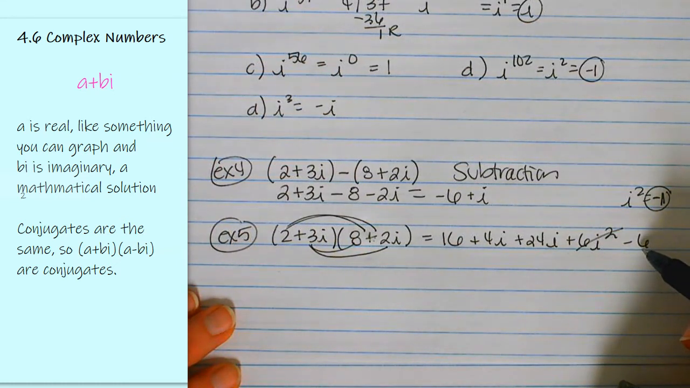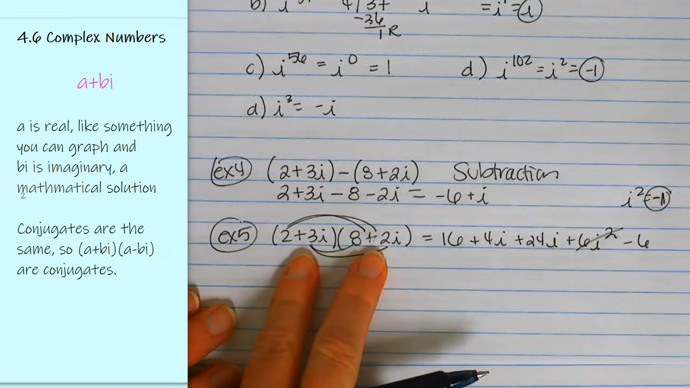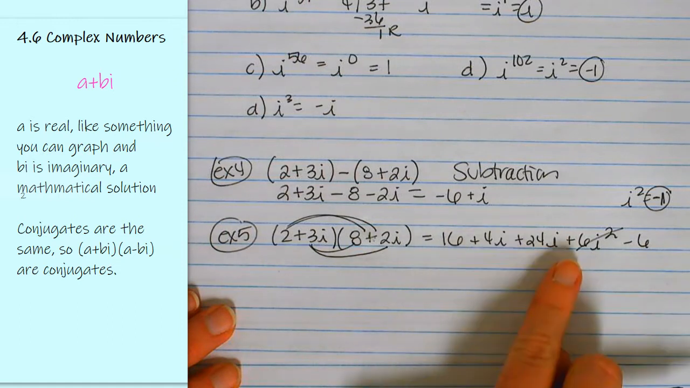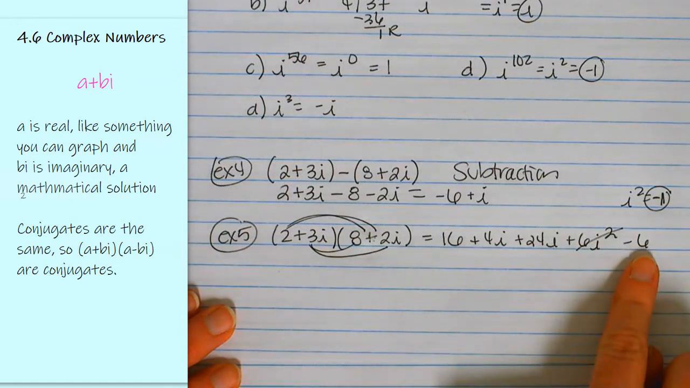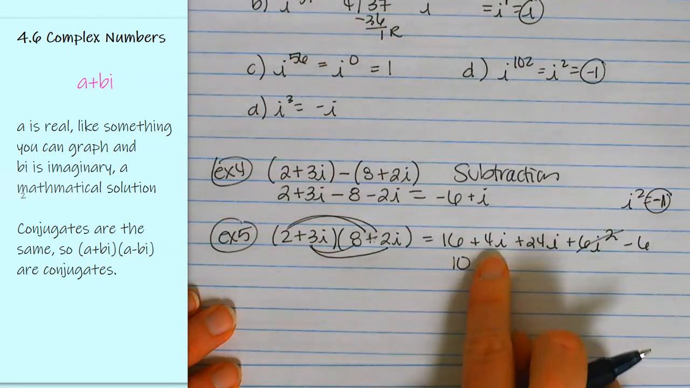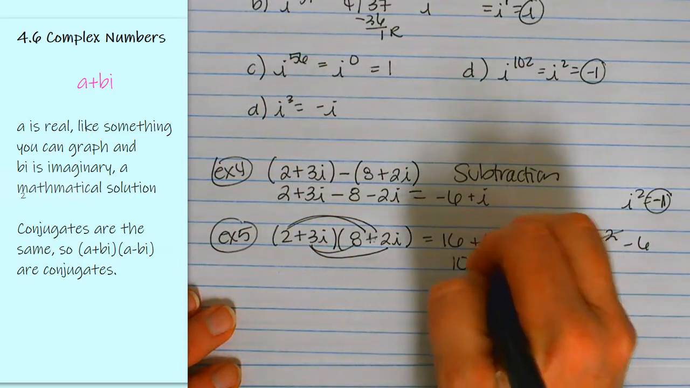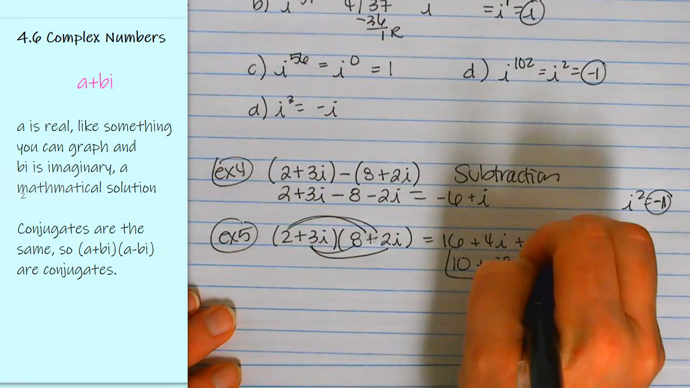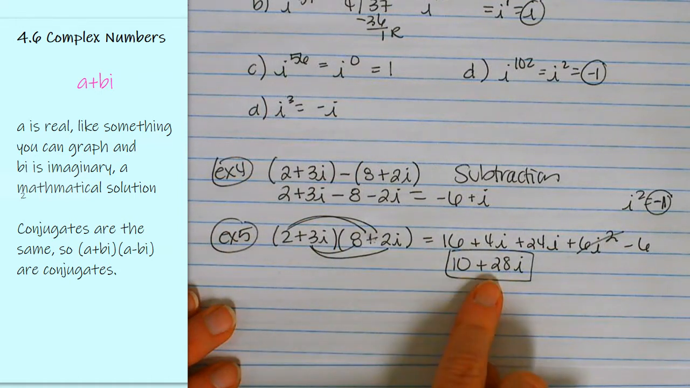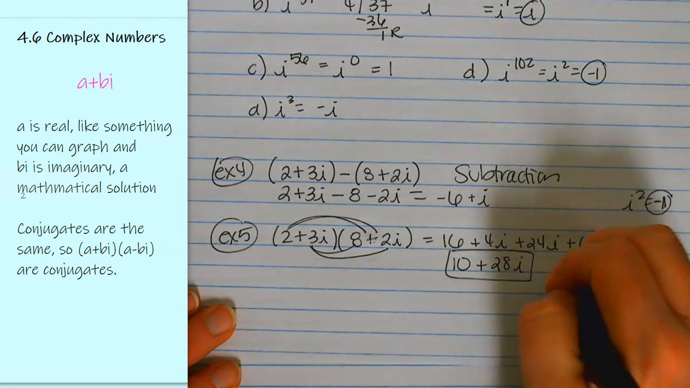So when you FOIL, you started with complex numbers, real plus imaginary. You're going to end with real plus imaginary because this i squared changed into a real number. It's just the opposite sign. 16 minus 6 is 10. 4i and 24i is 28i, and we have a new complex number that's real plus imaginary in the first degree. That's our product. So multiplying these together gives us a product that's also a complex number.